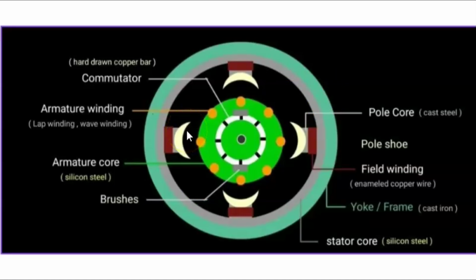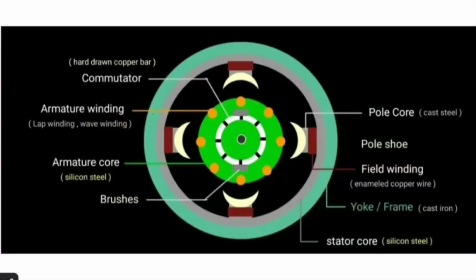Next comes the commutator. So it is the most important part of the DC generator. It rotates with the armature and it is made up of hard drawn copper bars. Each commutator segment is connected to the end of the armature coil. It connects the rotating armature with the external circuit through brushes and it converts the induced AC voltage into DC voltage. So this was the particular structure of a DC generator.